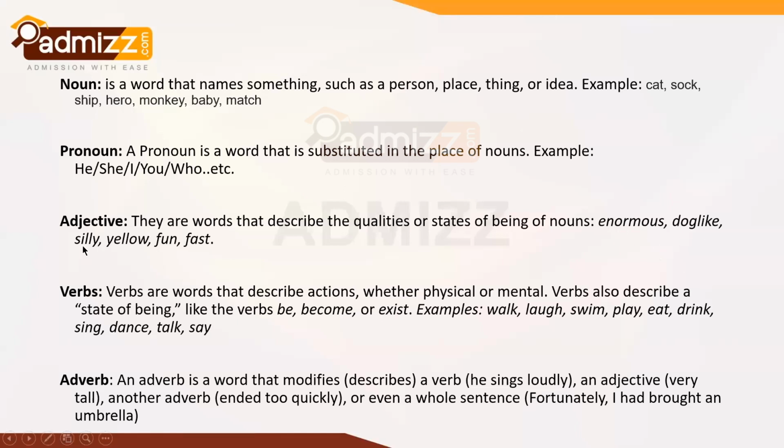For instance, there are other adjectives as well: dog-like, silly, yellow, fun, fast, and so on. The list goes on and on, right? Hopefully everyone's clear on adjectives.